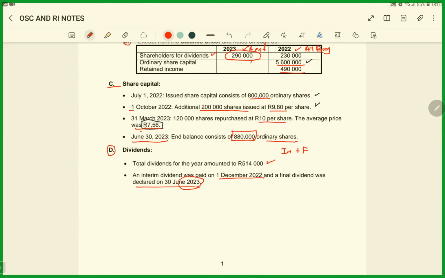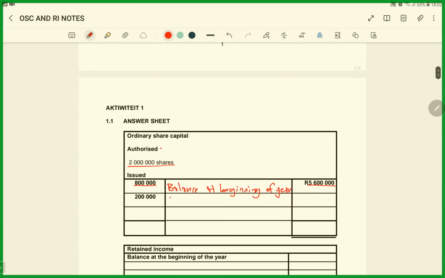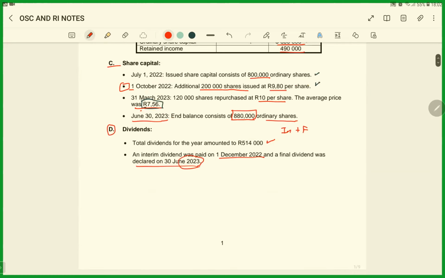Remember, bullet number 1 says on July 1, 2022, issued share capital consists of 800,000 ordinary shares. So we'll look at bullet number 2. We are told that on 1st of October 2022, an additional 200,000 shares were issued at 9 rand 80 cent per share. So here we'll see 200,000 shares, and in the notes we say additional shares. You write the share price, which is 9 rand 80 cent. You have confirmed 9 rand 80 cent, correct?